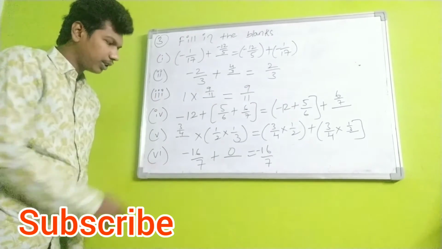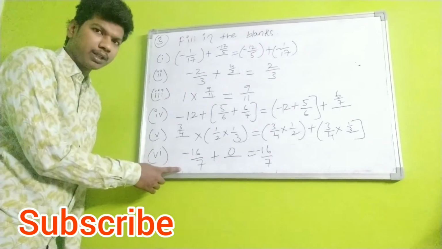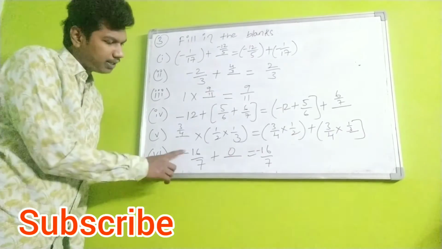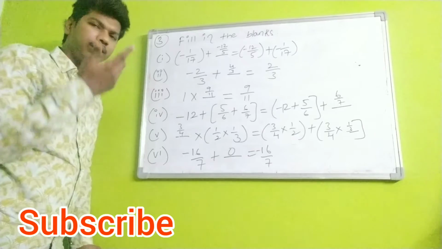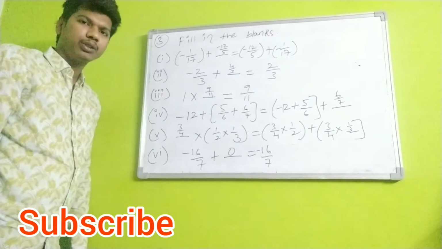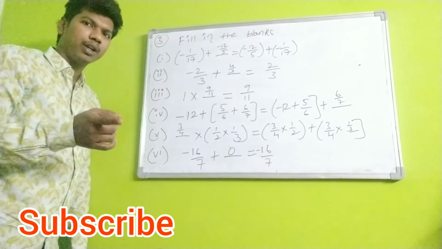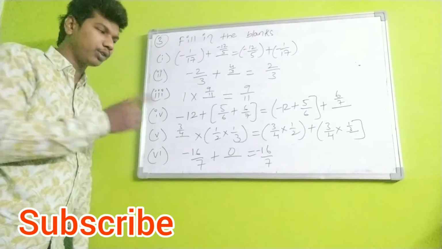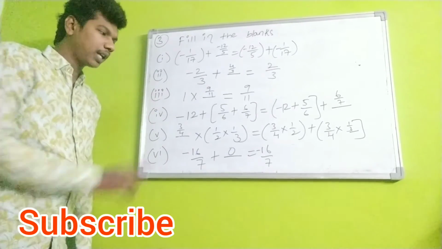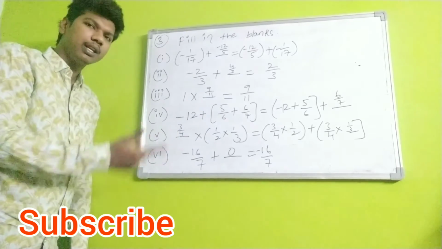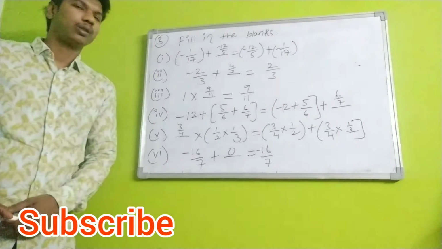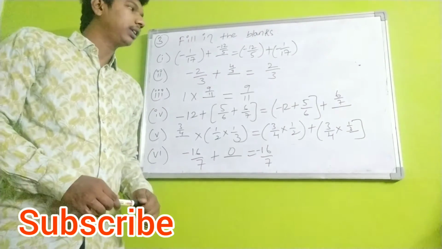Okay. Next, question number 6. Minus 16 by 7 plus dash is equal to minus 16 by 7. Minus 16 by 7 plus a blank is equal to the same answer. Which number should I select? If you multiply with 1, you get the same number. But if in place of the blank you substitute 0, you get the same answer, minus 16 by 7. Okay, right. This is question number 3, students. Now let's see question number 4.